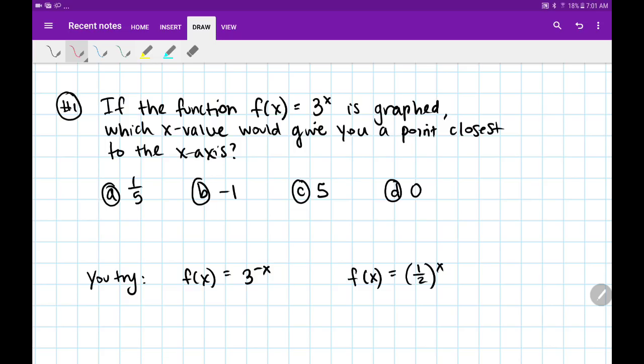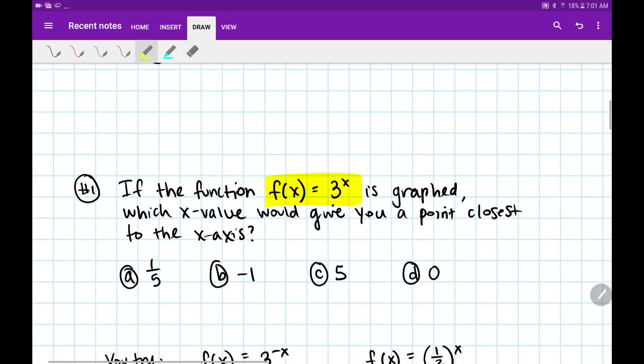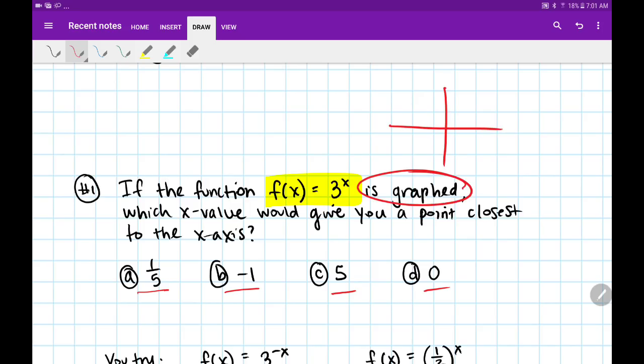It says, if the function f of x equals 3 to the power of x is graphed, which x value would give you a point closest to the x-axis? So it's saying if I were to graph this function, which of these x values will get me closest to the x-axis? Let's actually graph it. It says if it's graphed, well then you need to graph it.